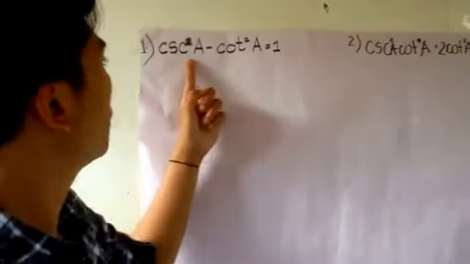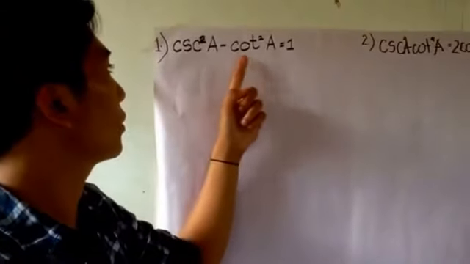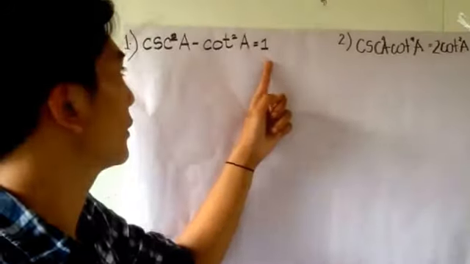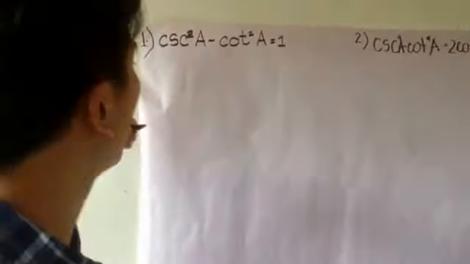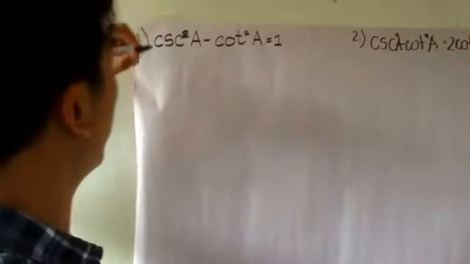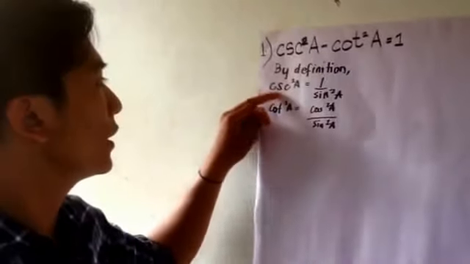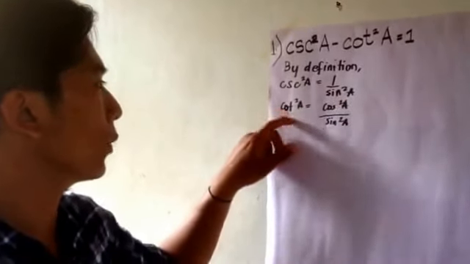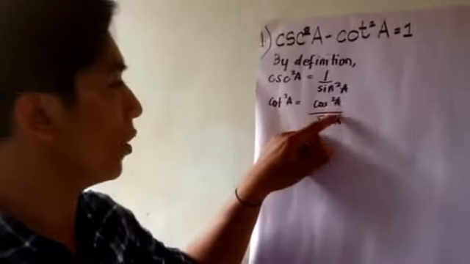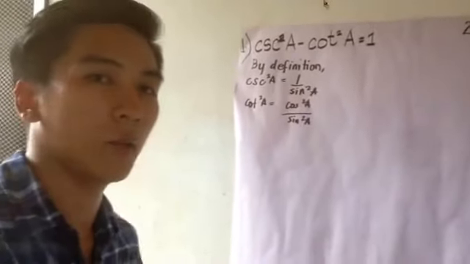Number 1, proving. Prove that csc squared A minus cot squared A is equal to 1. So, first step, you need to define. By definition, csc squared A is equal to 1 over sine squared A, and cot squared A is equal to cos squared A over sine squared A. After that, we replace.